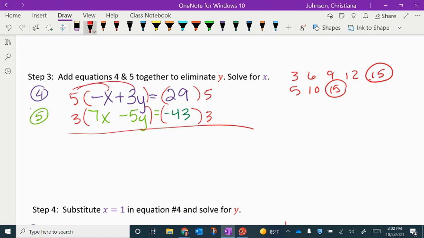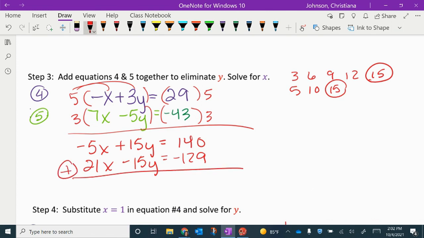So 5 times negative x is negative 5x, plus 15y equals 140. And then 7 times 3 is 21x, negative 15y, and negative 129. Okay, now we can add down. That adds the 15s to 0, and that leaves 16x equals, okay, and then we're going to divide by 16, and x is 1.